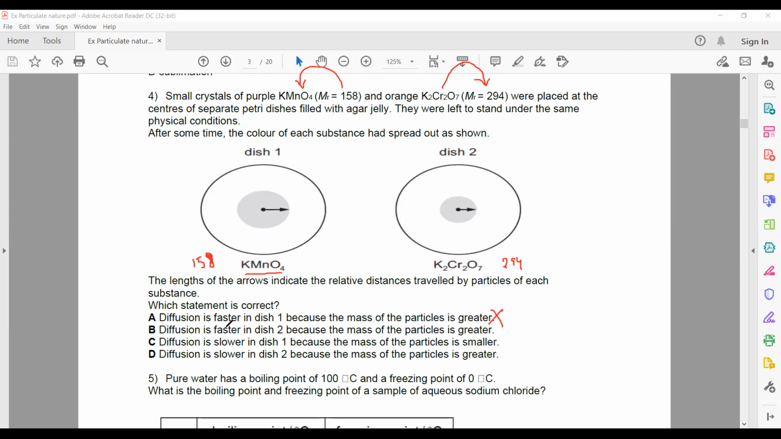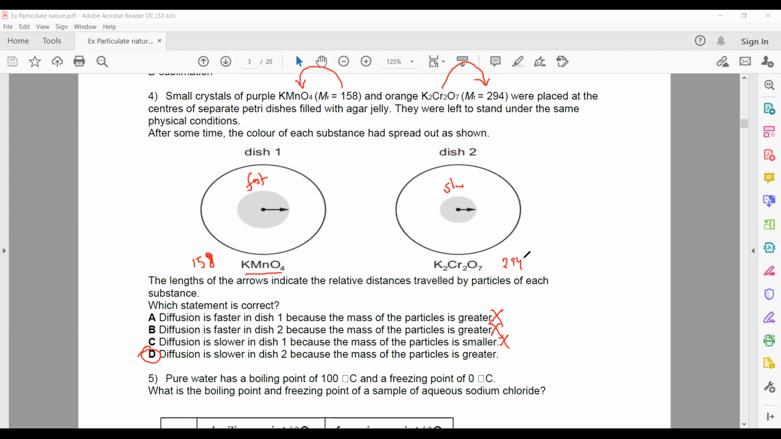When you check the second option, diffusion is faster in dish 2. That's totally wrong. It is faster in dish 1. Diffusion is slower in dish 1. That's also wrong. So in dish 2, the diffusion is slower because the mass is greater. That's why the heavy particles will move slower. So D is the right answer.